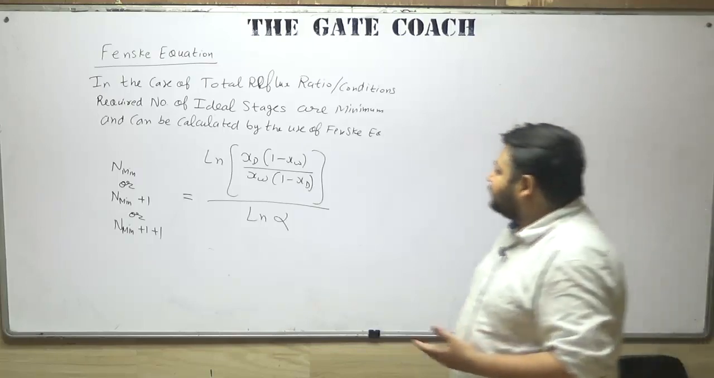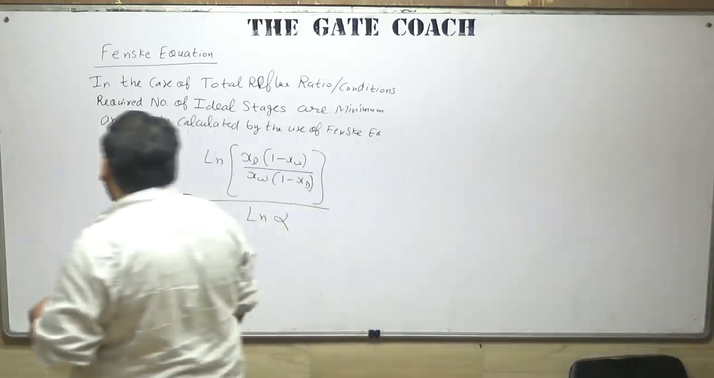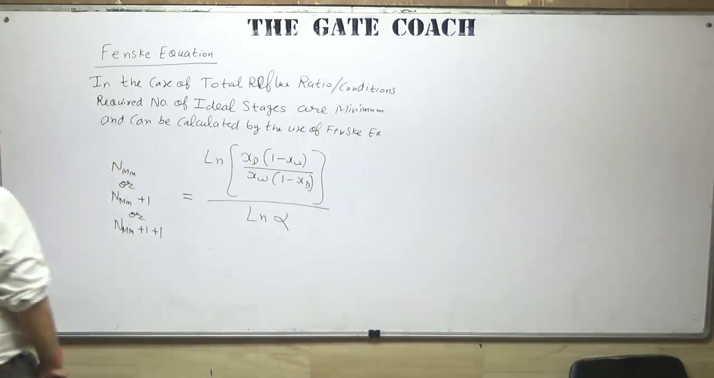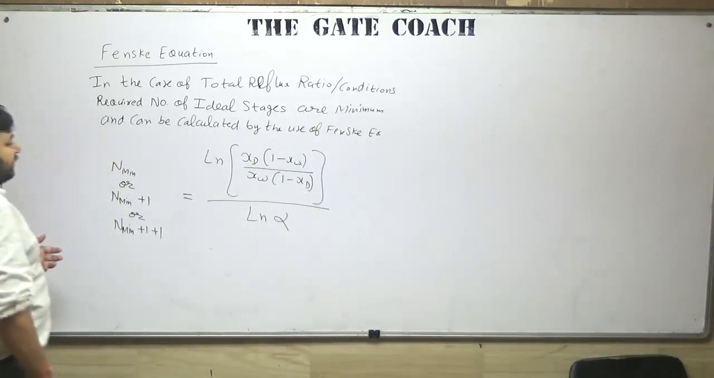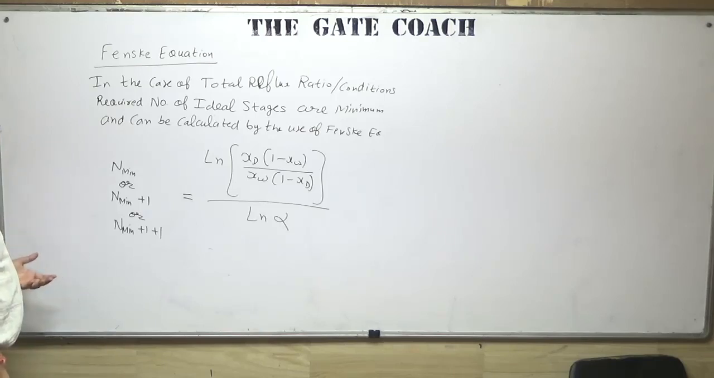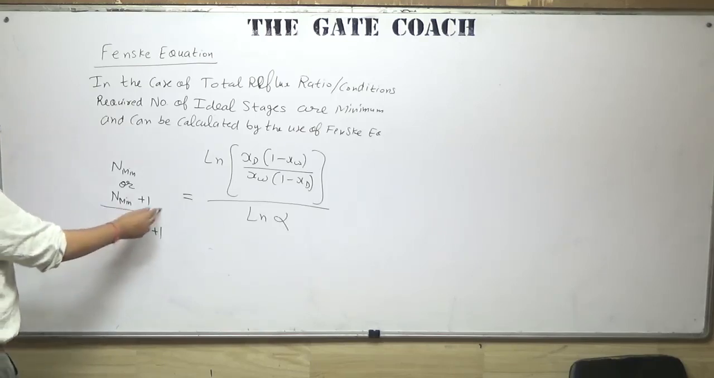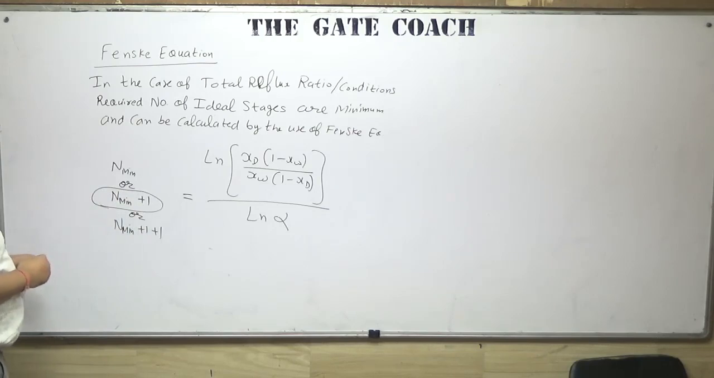So आप लिख लो friends की question, I hope आपने लिख ली होगी. ठीक है, so with the help of this you can calculate the required number of trays. And I already told you, if nothing is mentioned, then by default, this is the default arrangement. N min plus 1.